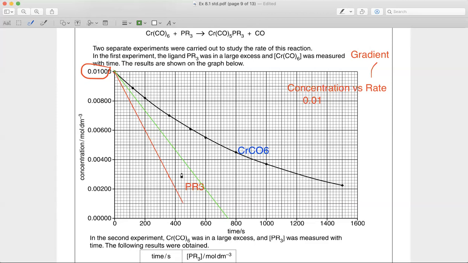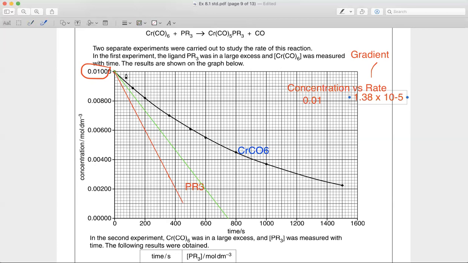Okay, so if I do that, 0.01 divided by 720. So I got 1.38 times 10 to the power of minus 5. Okay, this is what we call the initial rate. Initial rate of reaction.